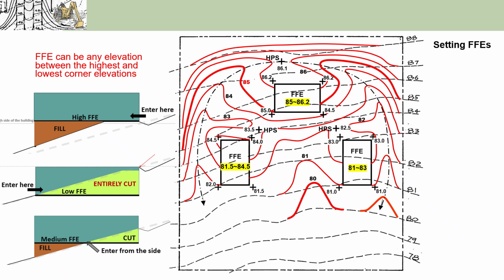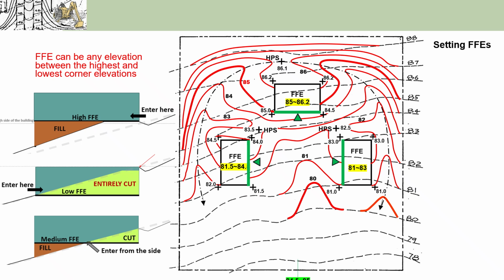So then what exactly should you choose? In the real world, many other factors can come into play. I'll give you one example. For instance, when people see the courtyard space between the buildings, they would naturally look for entrances facing the courtyard, right? So if that's the case, the building FFEs will be determined by the elevations of these three building sides.